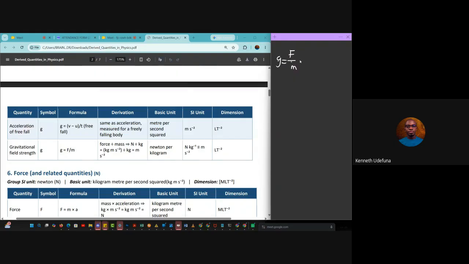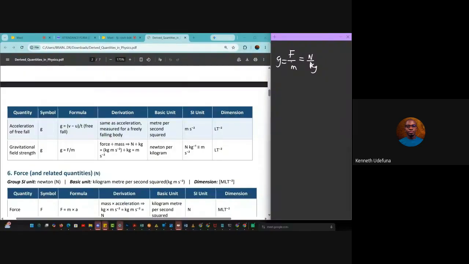After the formula, you now write the unit. The unit is what? Newton per kilogram. Sorry, Newton per kilogram. That is it. And I discovered that since I have Newton per kilogram, Newton is not a basic unit.